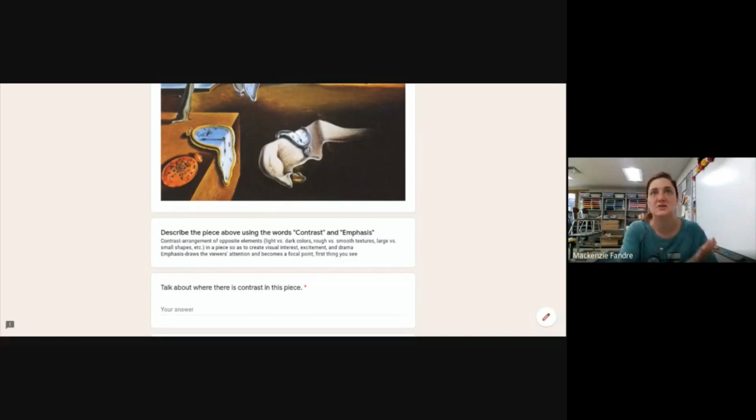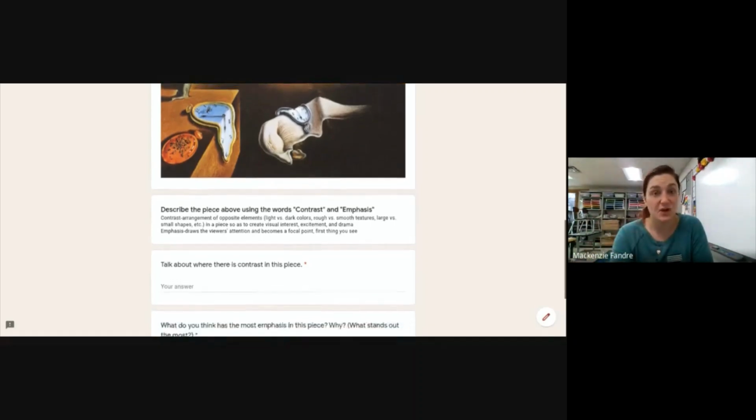It's not all just like green. It's like green and red. There's contrast, right? There's no green and red really to talk about in this one. That's just an example. And emphasis, again, is that thing that catches your eye. So there could be emphasis on a lot of different things in this piece, depending on what your eye looks at first and what kind of draws you in.